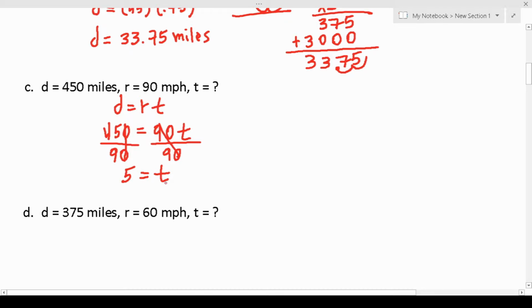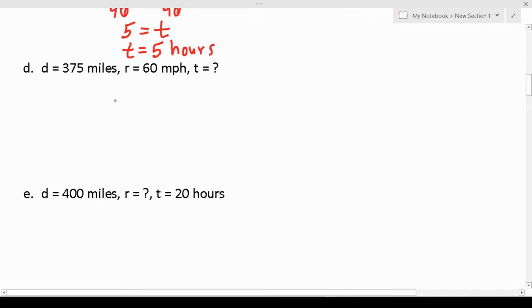In mathematics, it's customary to write the variable for which you solved on the left. So this becomes t equals 5. In other words, if you're driving or traveling at a rate of 90 miles an hour, it will take you 5 hours to go 450 miles. Okay, so that was C.